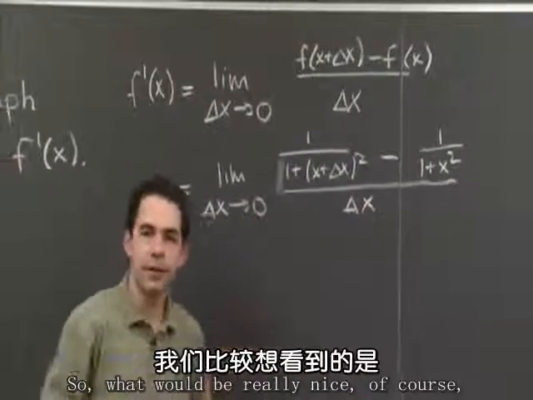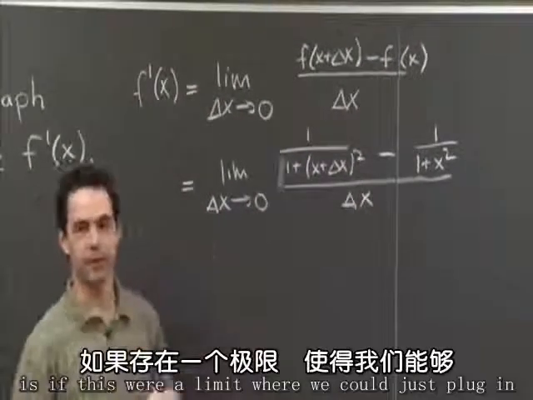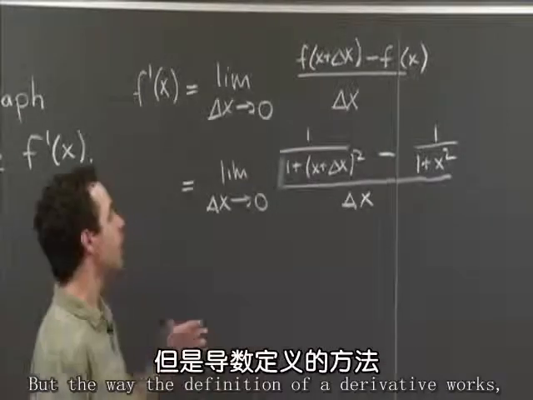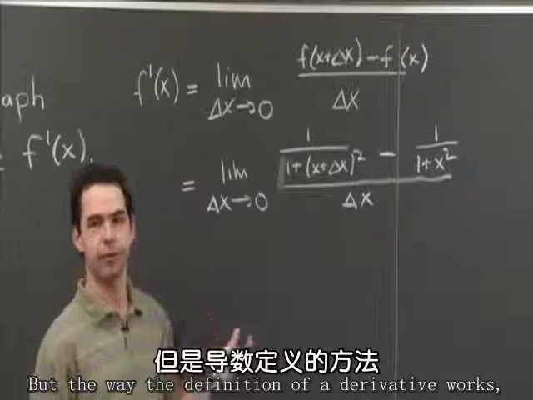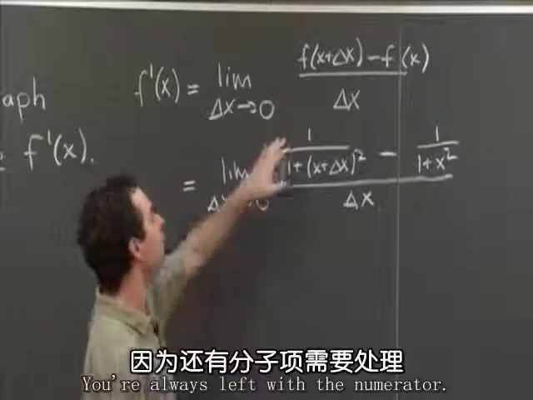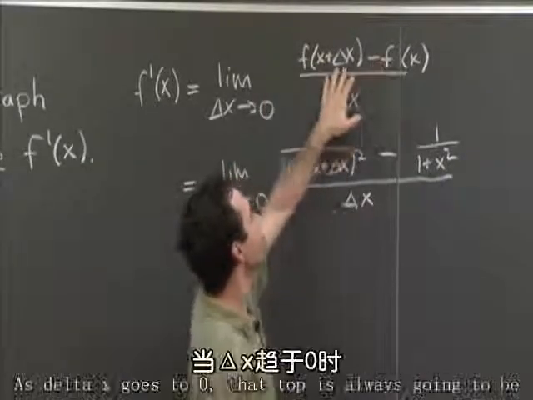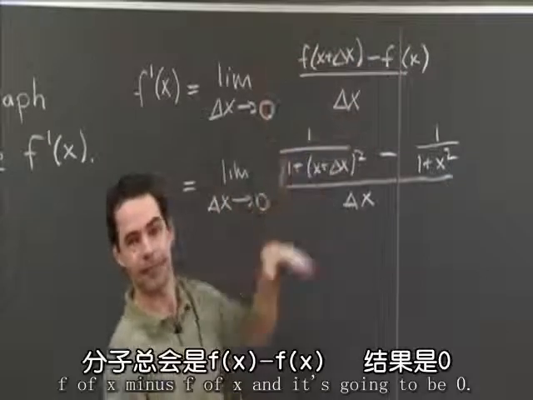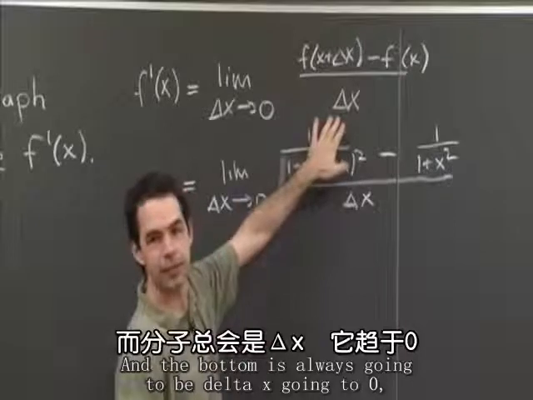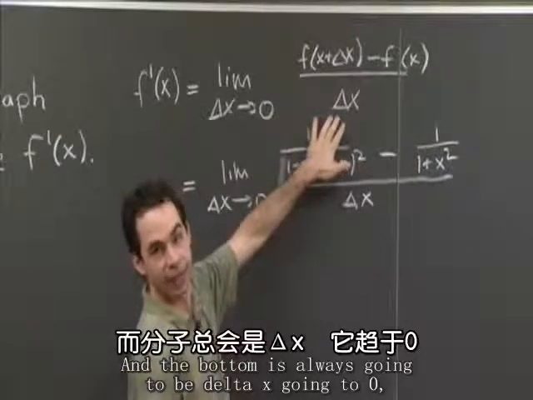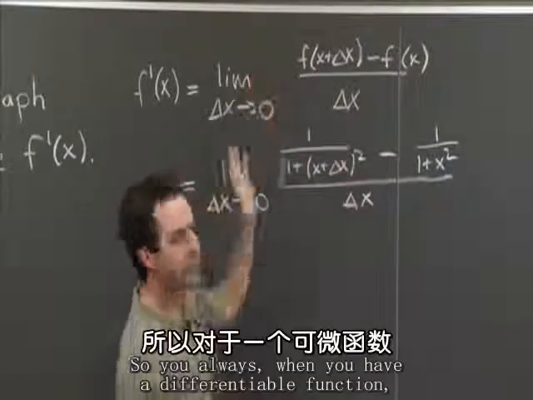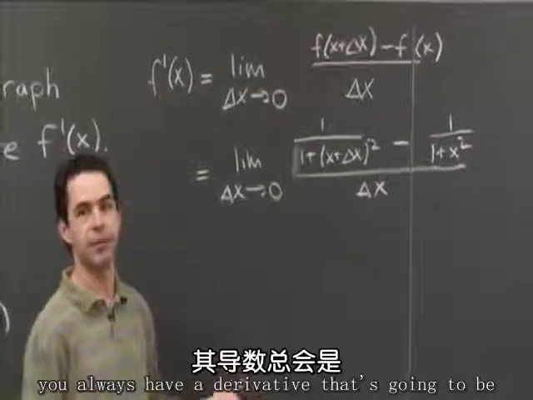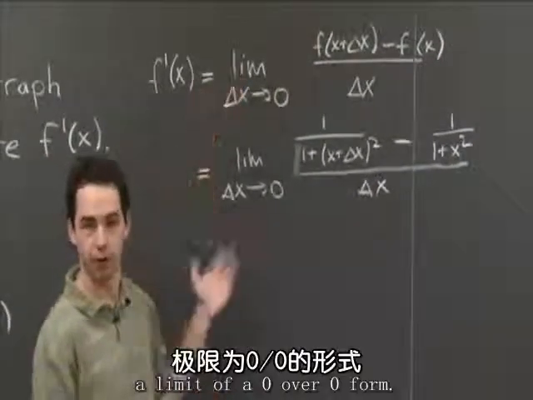What would be really nice, of course, is if this were a limit where we could just plug in the value delta x equals 0 and evaluate it. But the way the definition of a derivative works, that never works, right? That top is always going to be f of x minus f of x, which is 0. And the bottom is always going to be delta x going to 0, which is 0. So when you have a differentiable function, you always have a derivative that's a limit of a 0 over 0 form.